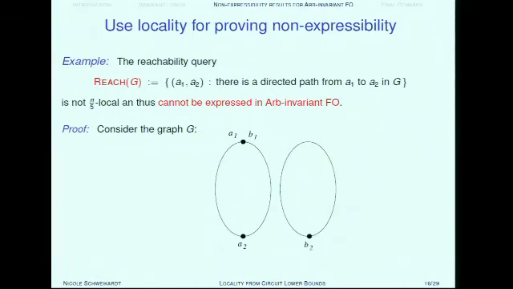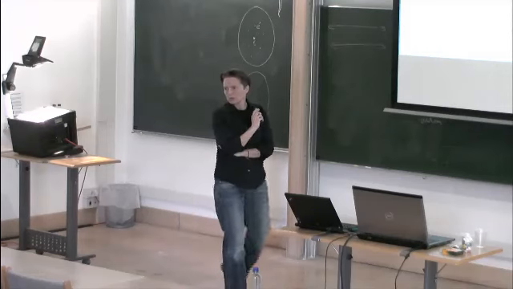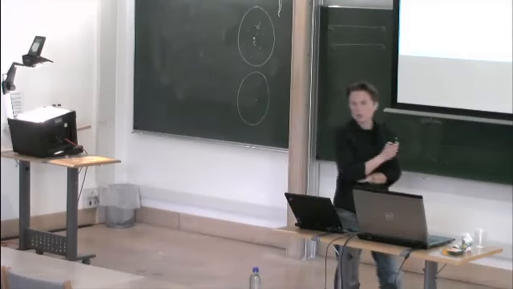Our locality theorem tells us that if it was expressed by arbitrary-predicate invariant first-order logic, then it would be (log n)^c, so polylog n local. Here it is not even n over 5 local. And this means this reachability query cannot be expressed in arbitrary-predicate invariant first-order logic.